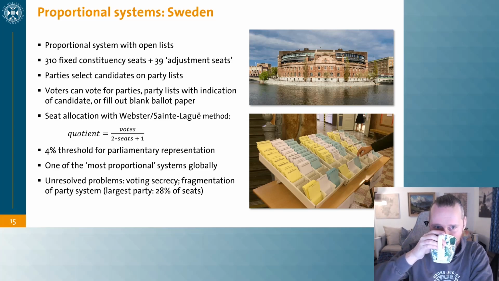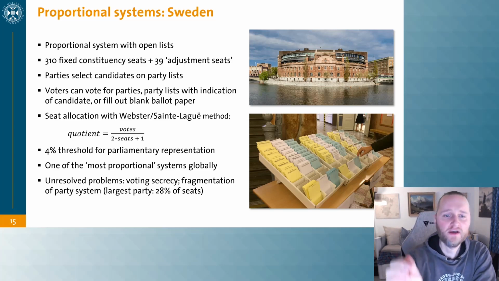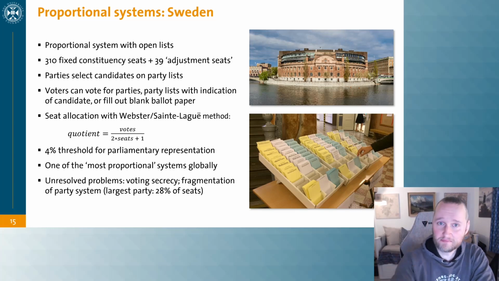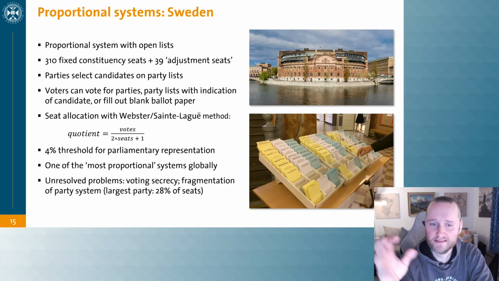Now, while the parties select the candidates that are on the party lists, the voters can then indicate either just a preference for a party and accept the ordering of the people on that party list, or they can actually themselves rank the candidates of that party, and that will then be taken into account for the further counting.